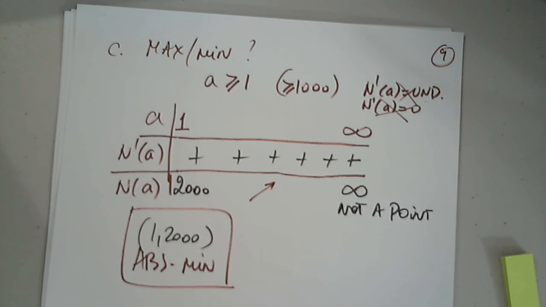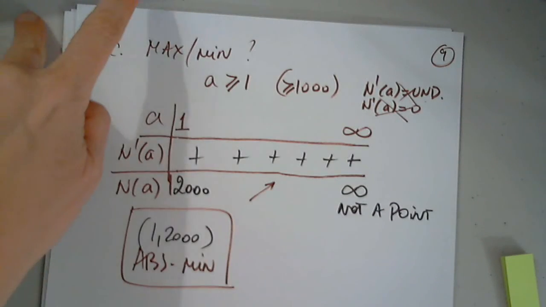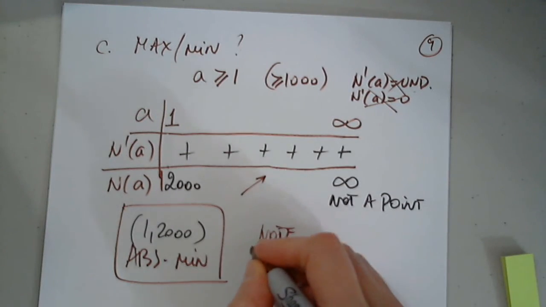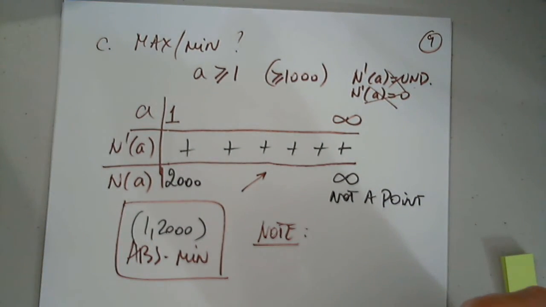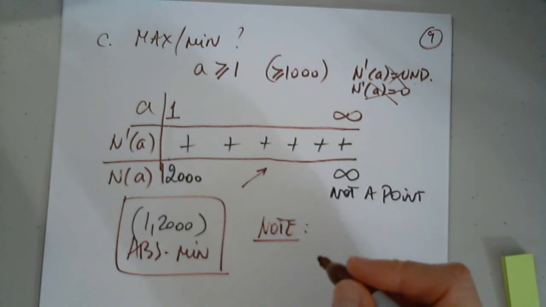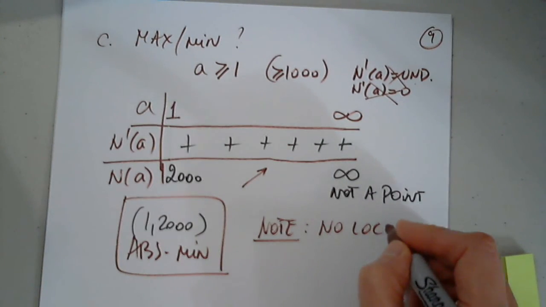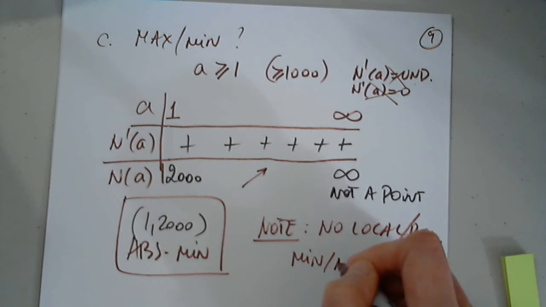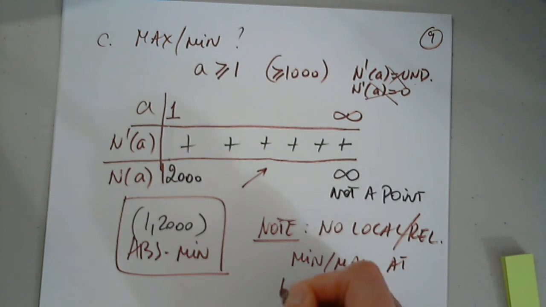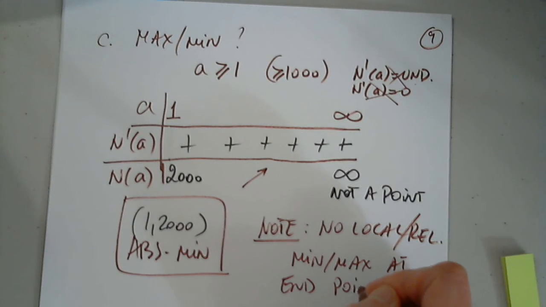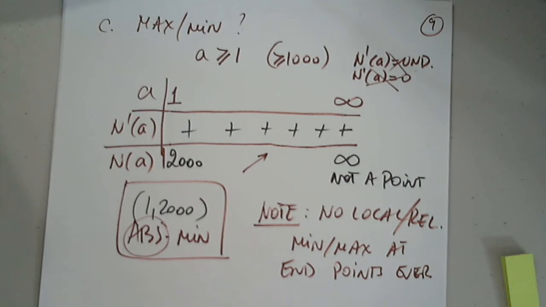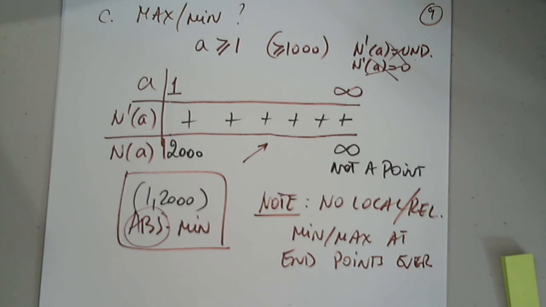I think it's local because it's... Remember, no local or relative at the end points of the interval. So let's write that note again. I was trying to trap you, sorry, because I wanted to discuss this. No local, also called relative, min or max at endpoints ever. It can be absolute, but not relative or local.